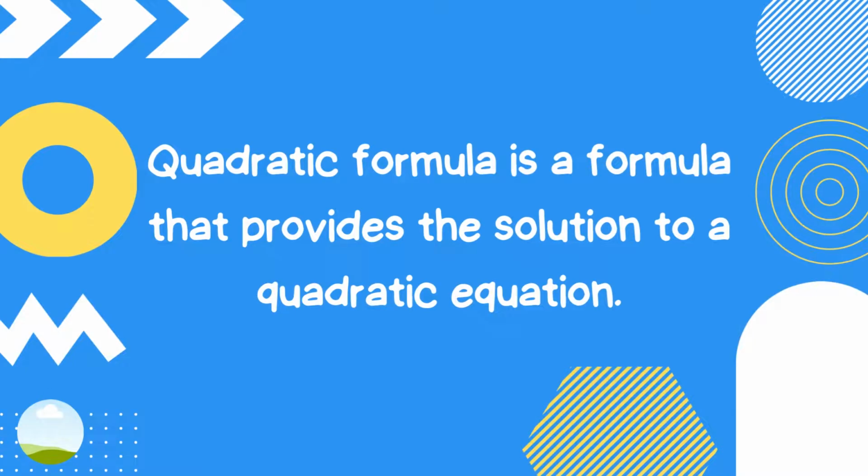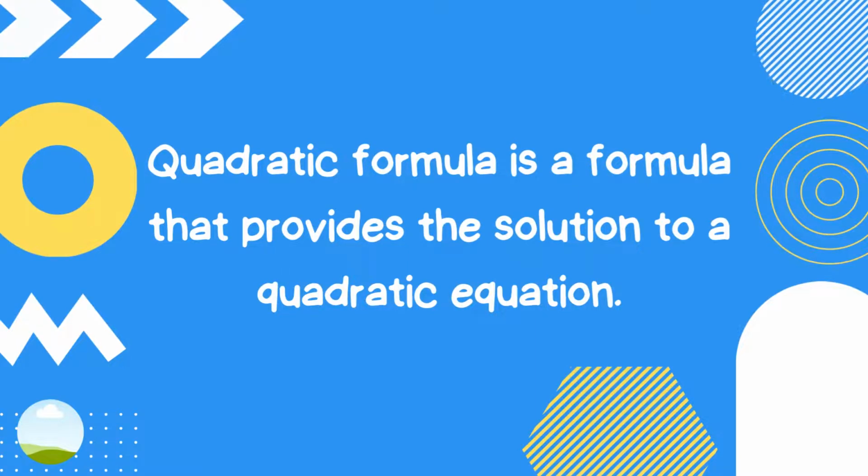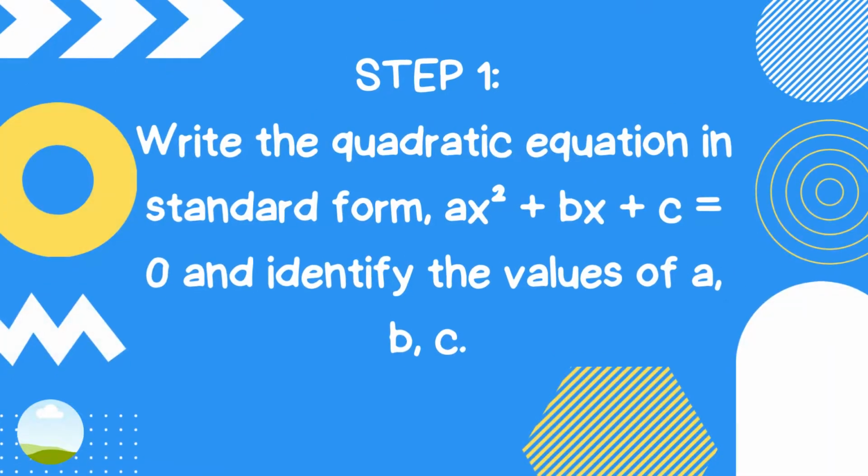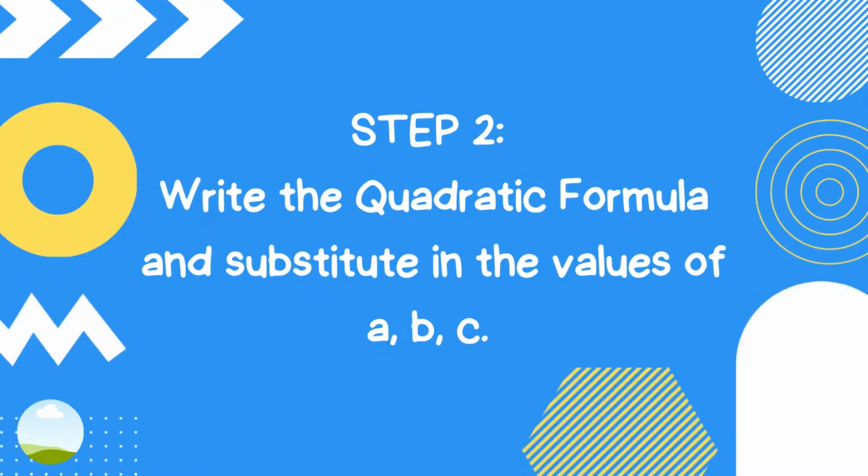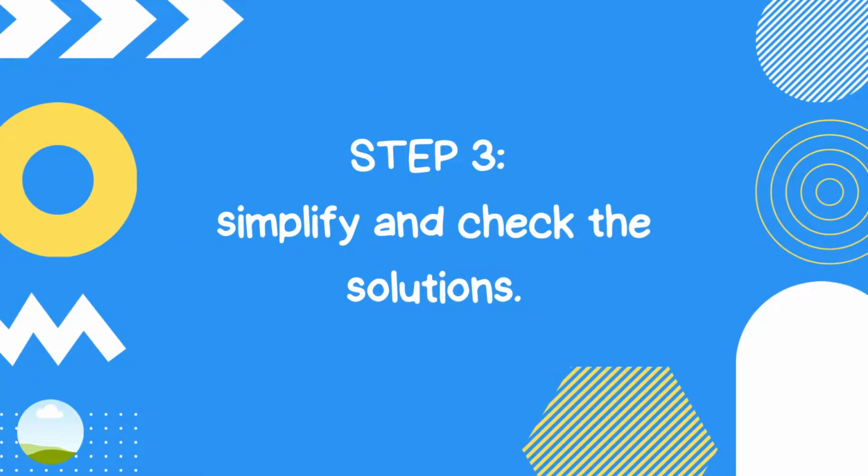Quadratic formula is a formula that provides the solution to a quadratic equation. Solving a quadratic equation with the application of the quadratic formula is very easy. The first step is simply just write the equation in standard form, ax squared plus bx plus c equals 0, and identify the values of a, b, and c. Then write the quadratic formula and substitute the values of a, b, and c. Lastly is to simplify and check for the solutions.